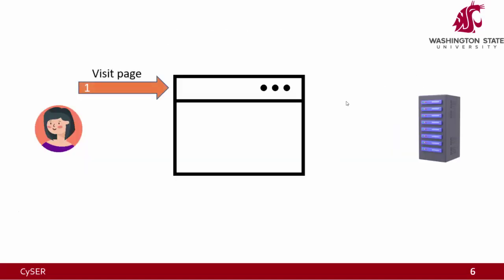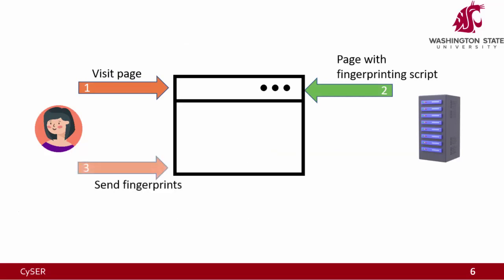So let's look at the process of fingerprinting. Let's say we have a user visit a specific website. The website serves the web page with a fingerprinting script. This script will collect the fingerprint, the information about the user device. These are all transparent to the user. And using these fingerprints, the website can identify and track this specific user.